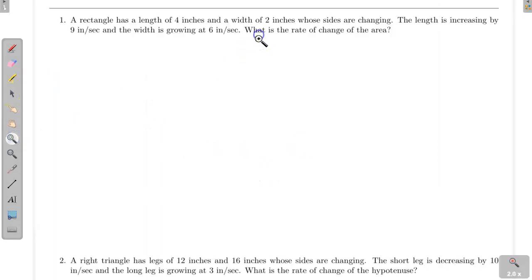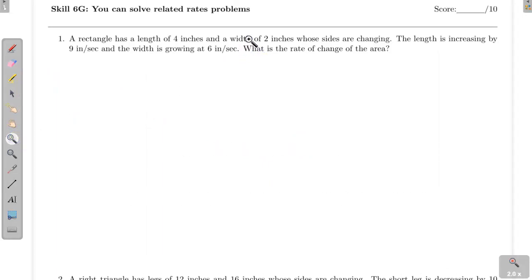And our last skill is the one that probably takes just as long as all the other ones combined. It is the related rates problems. There are two more basic ones with shapes, and then the full word problem one.